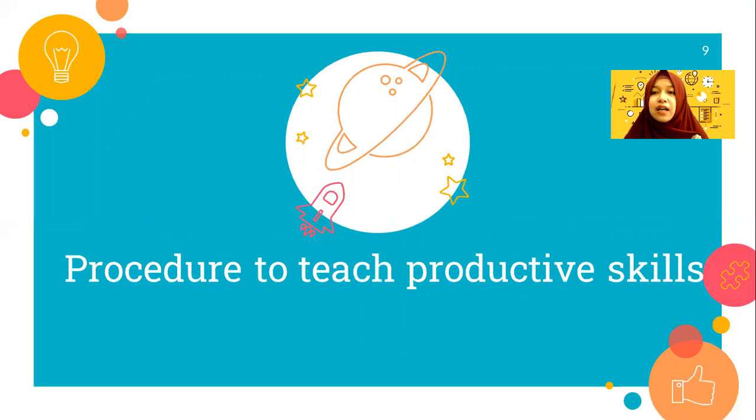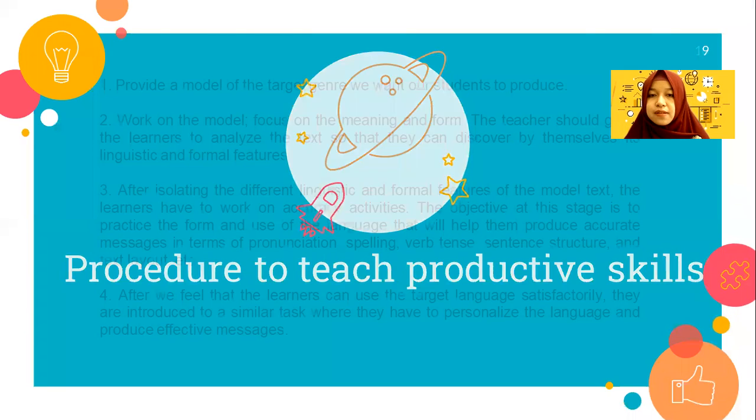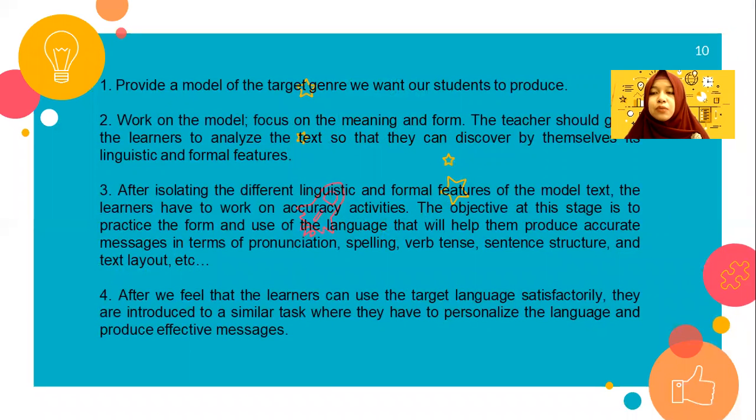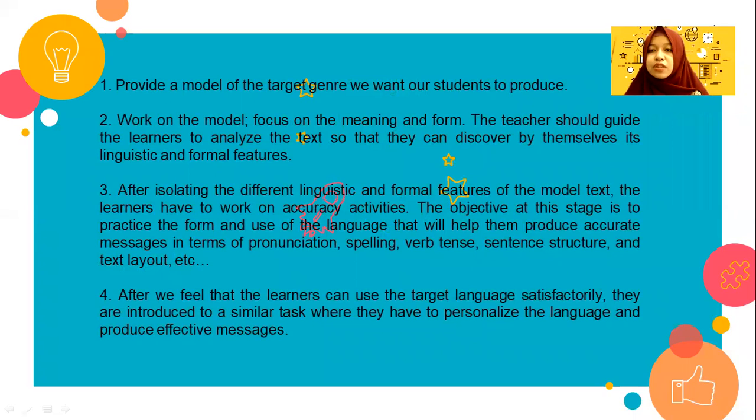Now we come to the procedure to teach productive skills. We have to remember that in this process, we have to provide a model of the target genre we want our students to produce. And then work on the model, which means that we have to focus on the meaning and form. And also the teacher should guide the learners to analyze the text so that they can discover by themselves its linguistic and formal features.